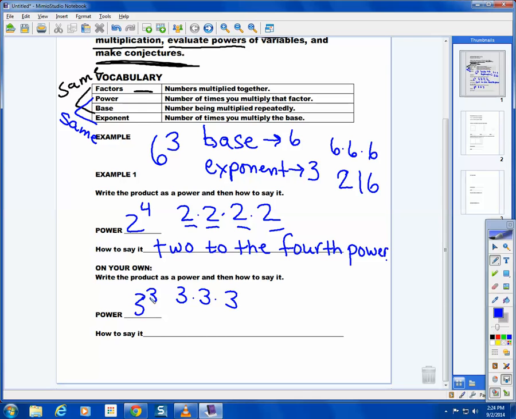Good. I could also call this, I'm going to get fancy with it. I'm so fancy. You already know that this is 3 to the 3rd. Or 3 cubed.